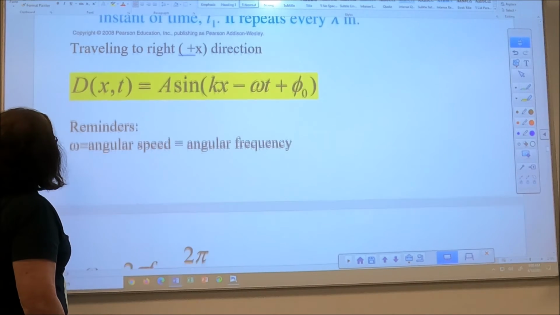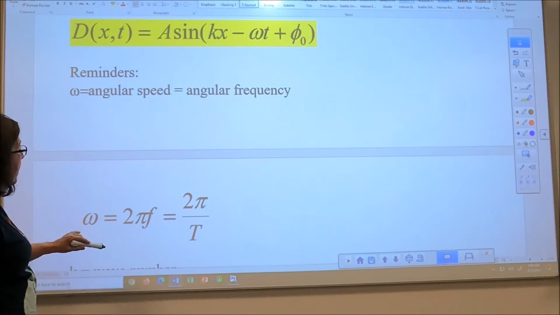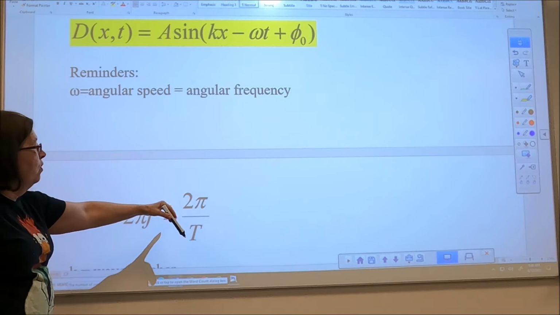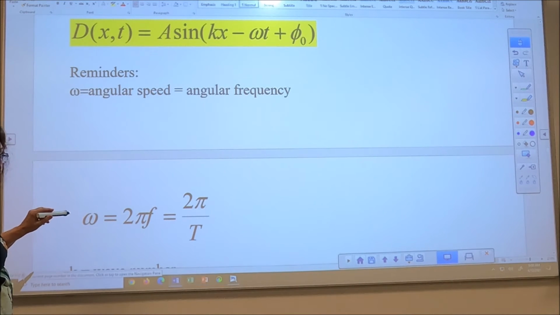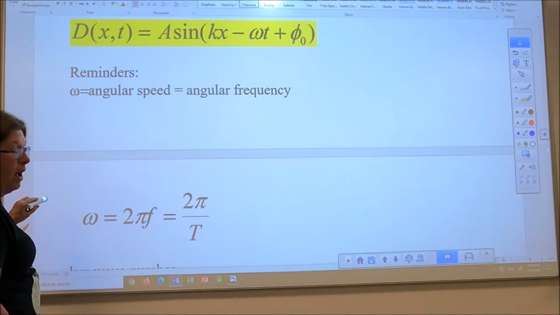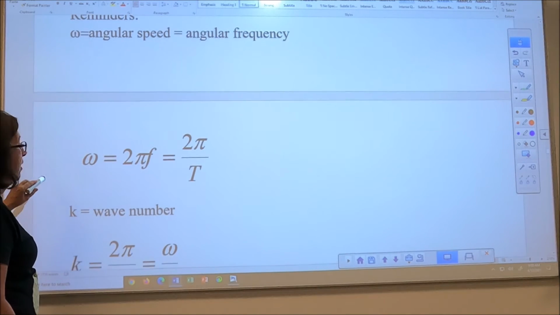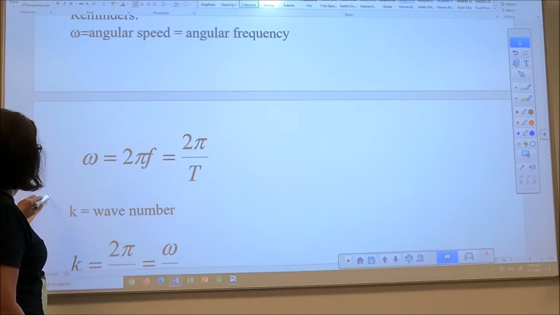Let's remind ourselves about a few things here. Omega equals 2 pi f, or 2 pi over T. Okay? 2 pi f, or 2 pi over T. Now we've done that before, but it's been a while, so just a reminder, because it's been a while since we did circular motion.